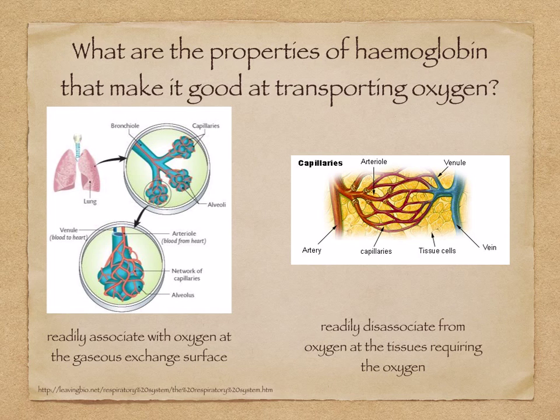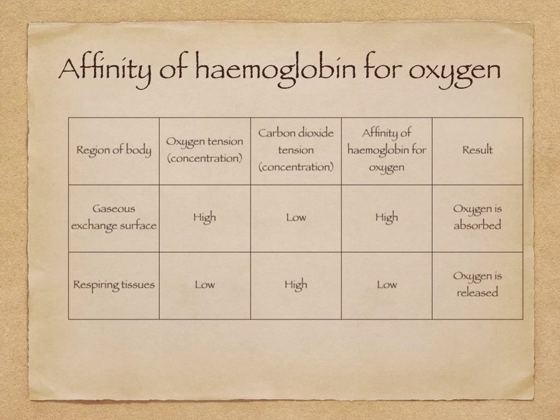This is because of a very interesting property of hemoglobin. It can change its affinity for oxygen under different conditions. So here you can see how when oxygen concentration is high, the hemoglobin has a high affinity for oxygen. So oxygen binds readily to the hemoglobin.